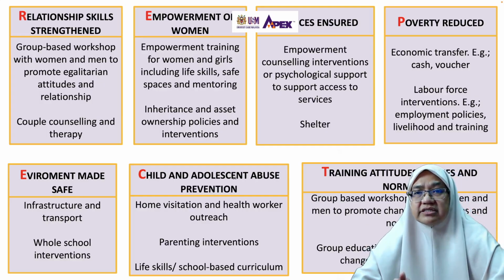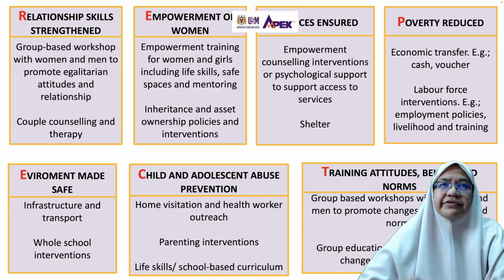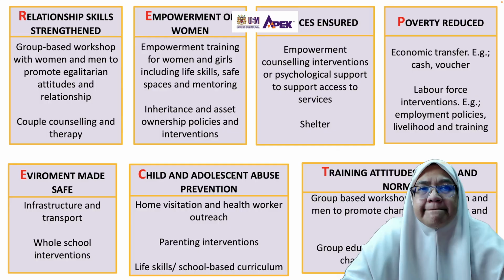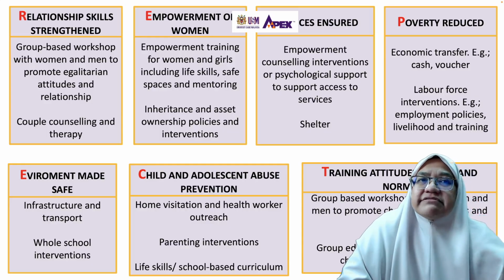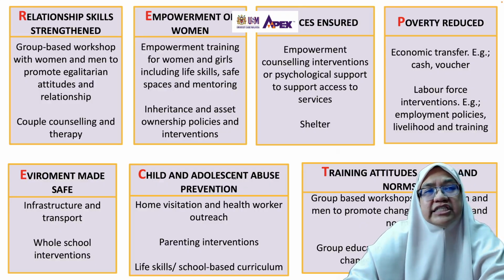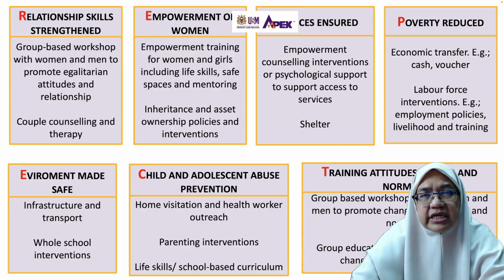Child and adolescent abuse prevention: parenting intervention, life skills, school-based curriculum, so that we can prevent them from becoming abusers. And lastly is training in attitudes, beliefs, and norms: group-based workshops with women and men to promote changes in attitudes and norms. So if you look into all these points, respect doesn't involve just the woman. It also involves the partner, the children, the community, the services, and the environment.